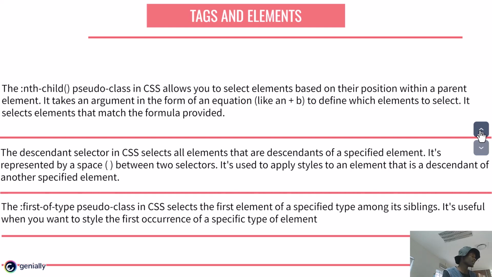If they're interested in the last one, there is also a pseudo class selector that is last of type, right? So first and last of type work similarly, it is just the order. The first of type pseudo class selects the first in the list. Then the last selects the last item in the list. So, let's start.